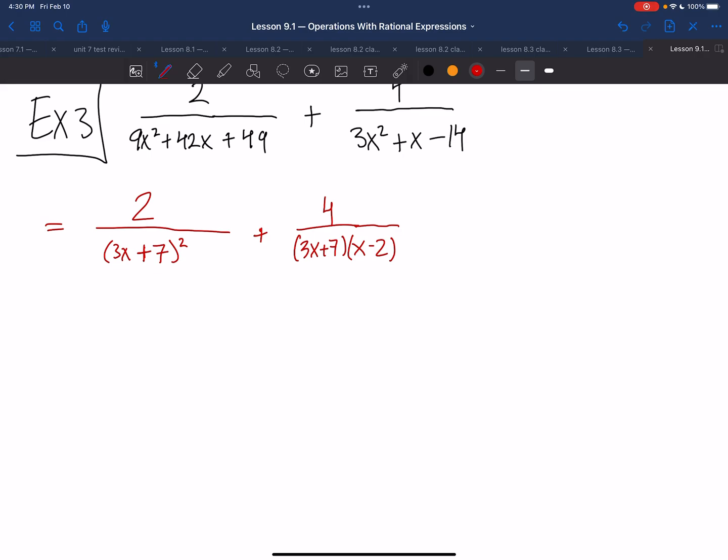Now, to find a common denominator, I guess if you want to do brute force, you could just multiply every denominator times every fraction that you have. But no, look for what's called the least common denominator, which is the LCD. LCD.